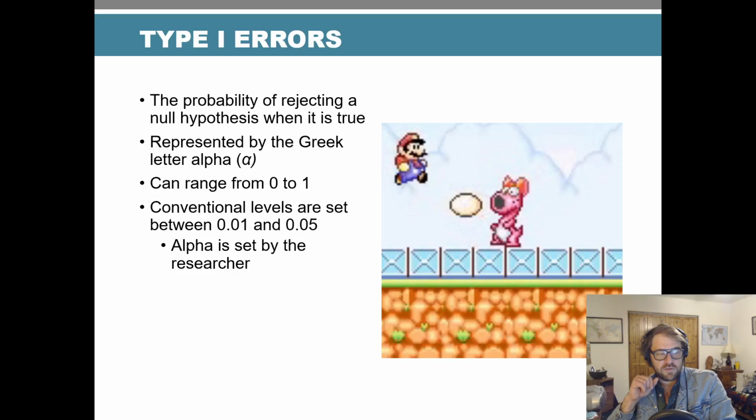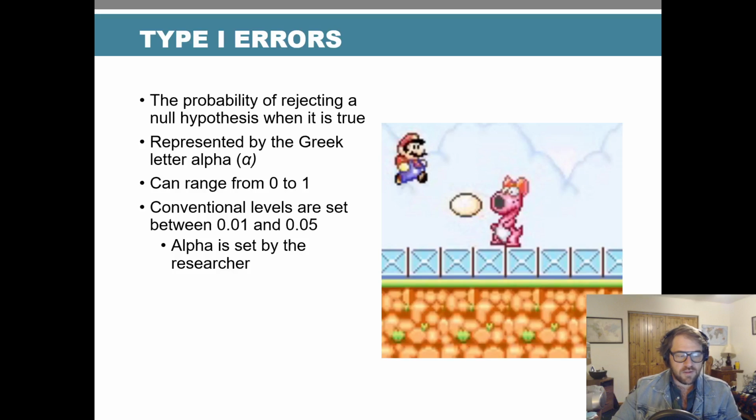Let's talk about type 1 errors in another way. Type 1 error is not the probability of rejecting the null hypothesis, but it's related to it. We talk about this as alpha. So the probability of rejecting a null hypothesis when it's true, which would be a type 1 error, is alpha. Alpha can range from 0 to 1. Our usual levels for alpha are set to either 0.01 or 0.05. This is when we decide if something is less than this, we say that this is statistically significant.